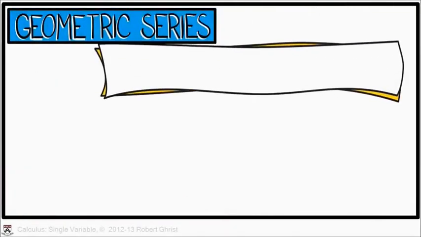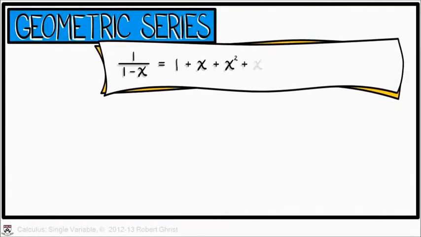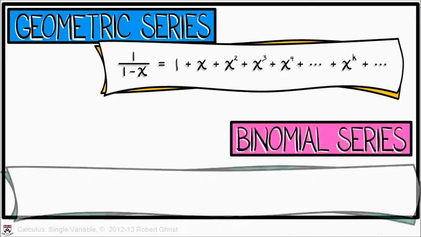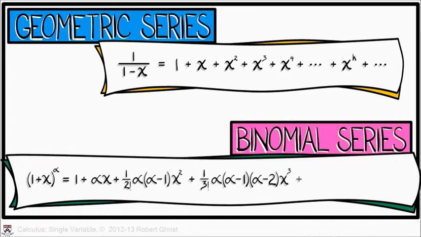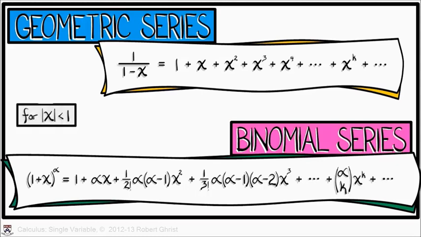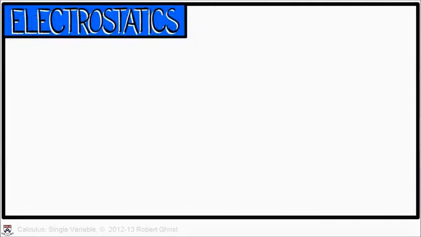In our lesson, we saw two important series that have convergence constraints. These are the geometric series for 1 over 1 minus x and the binomial series for 1 plus x to the alpha. Both of these are guaranteed to converge only when x is less than 1 in absolute value. Let's put these series to work in a problem in electrostatics.